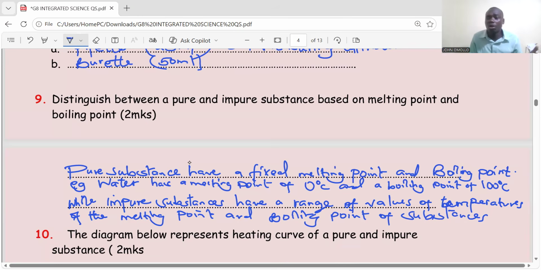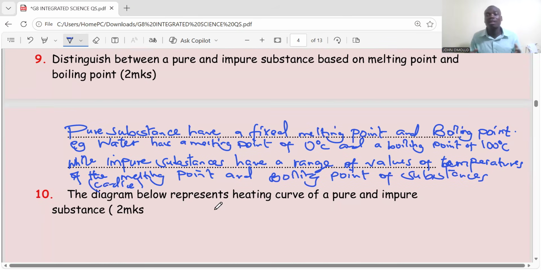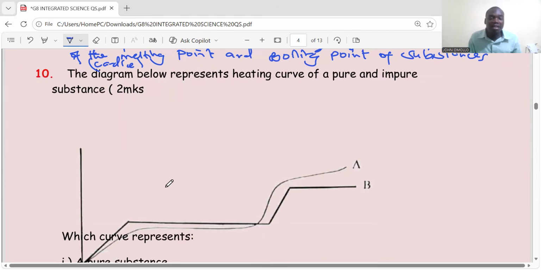Now when you look at the melting point of a candle and the boiling point of a candle, it differs. So there is a range. Sometimes it's 64, sometimes it is 60, sometimes it is 68. So we are not certain that this is the exact melting point or the exact boiling point of a candle. So a candle is one of the impure substances. Number 10.